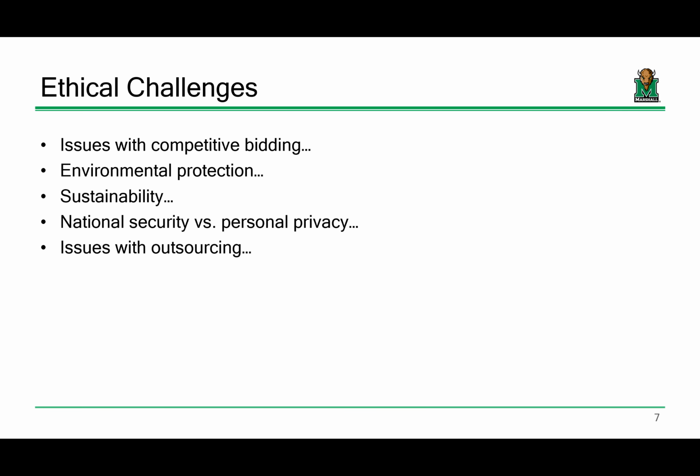It does happen. But there's some ethical issues there because there's only so far that you can take that process, and then you start compromising your profession and compromising safety and so on and so forth. And then you start to get into ethical issues like environmental protection and sustainability. What responsibility do you have to the client versus the public versus the environment? What about when you're designing something in the interest of national security versus personal privacy?